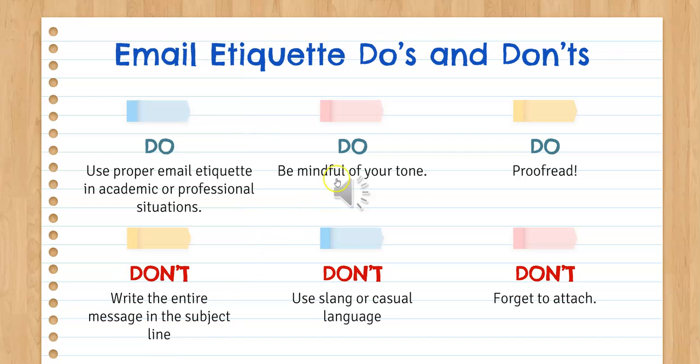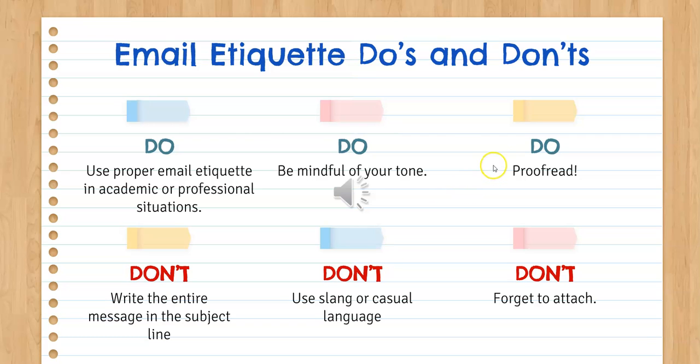Do. Be mindful of your tone. Your tone should be pleasant. Your tone should always be pleasant. Don't. Use slang or casual language. This is not a text. Emailing is a form of professional communication. If you want to make the right impression, you will avoid using slang or casual language.